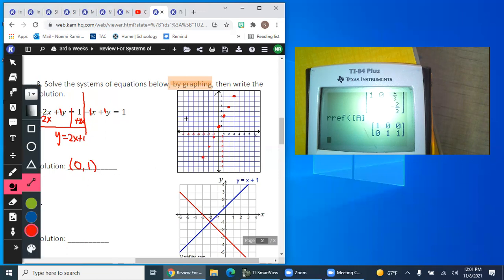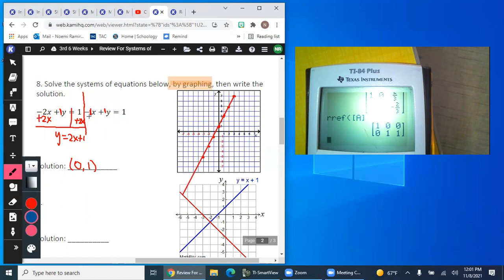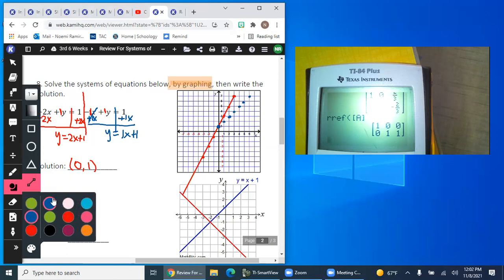Okay, it is positive, so it's going to go up from left to right there. And then the other line, it's a -1x, so you add 1x to both sides. Now 1y is the same, so you get y equals 1x plus 1. Start at the 1, up 1, over 1. The slope is positive 1 over 1. And there's your other line.